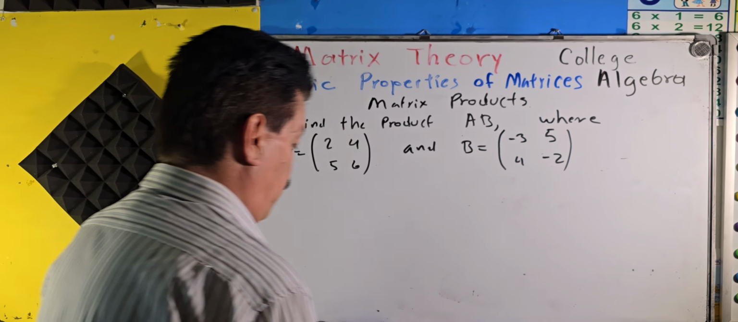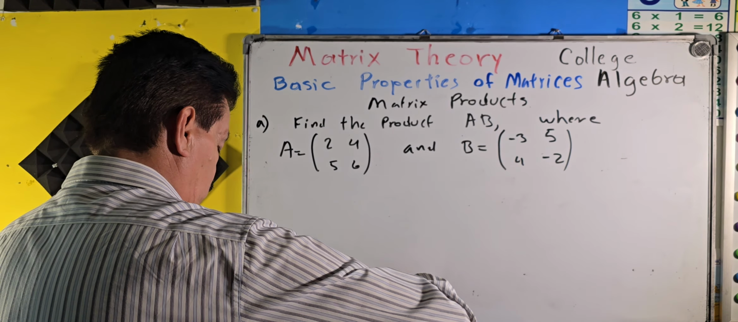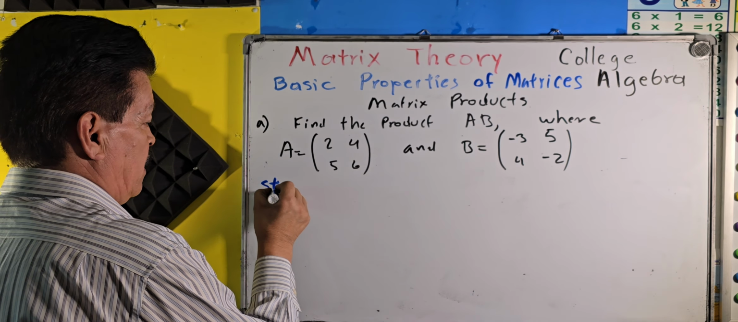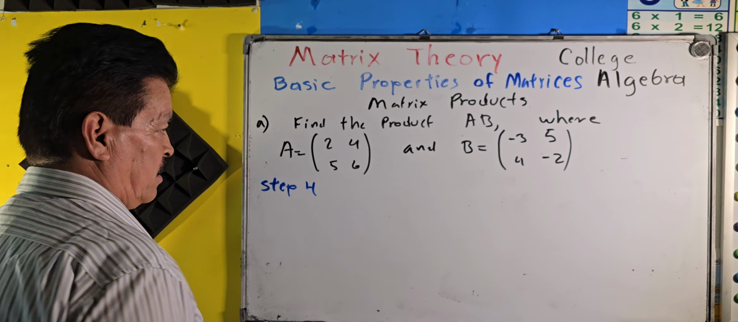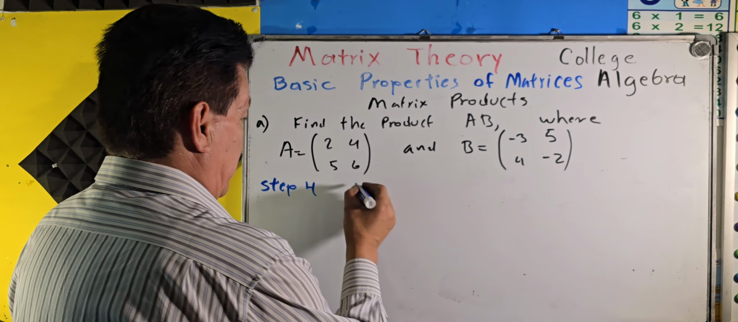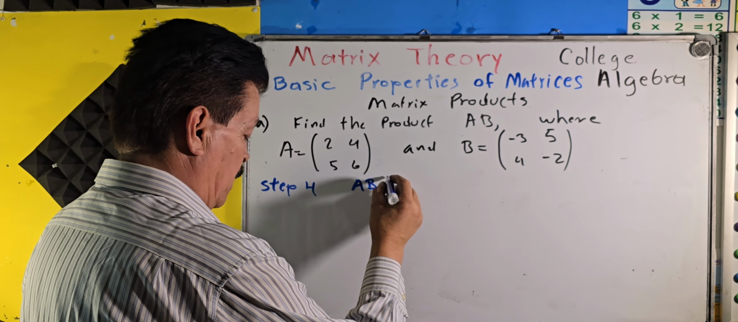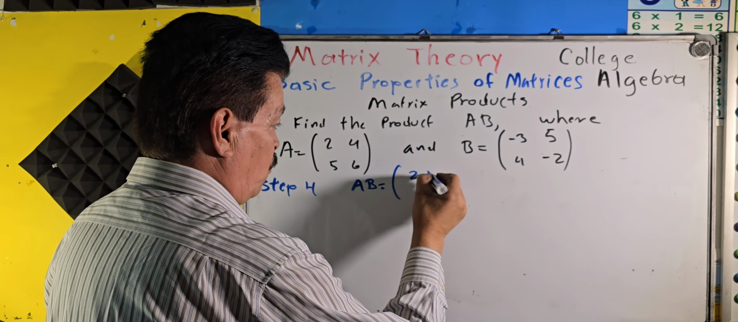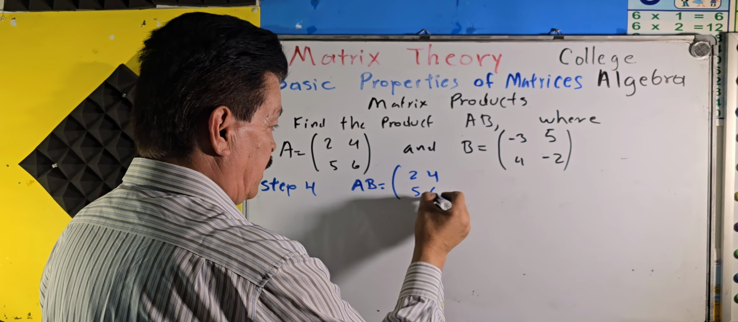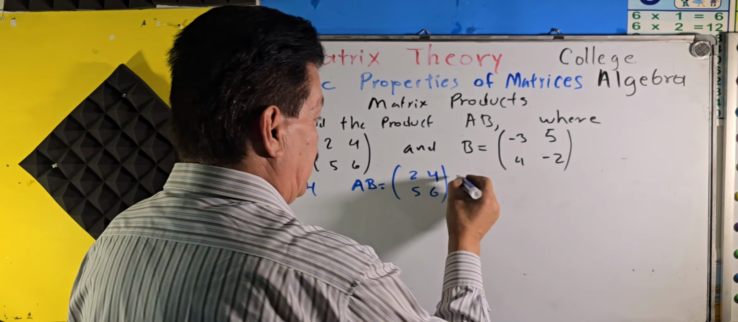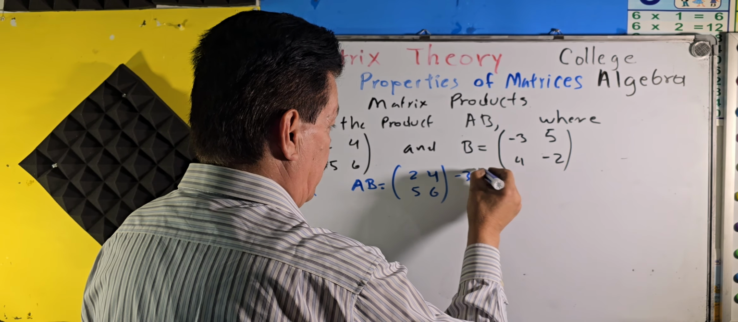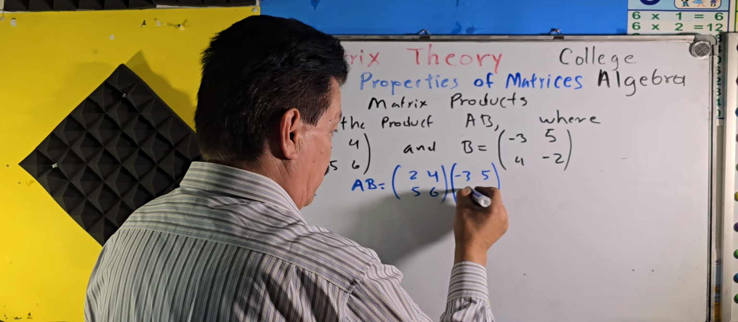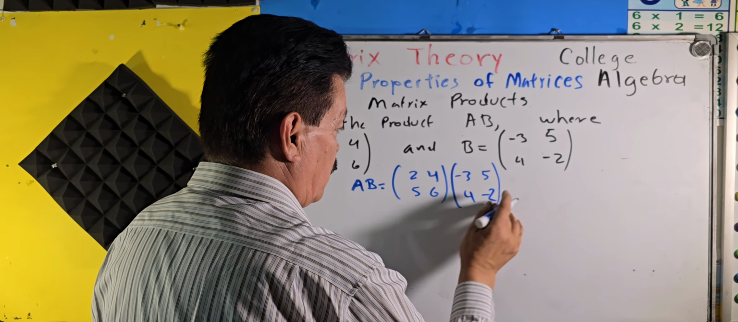Let's go to step 4. Let's use this color. Almost done. So step 4. A times B equals 2, 4, and then 5, 6, negative 3, 5, and then 4, negative 2.